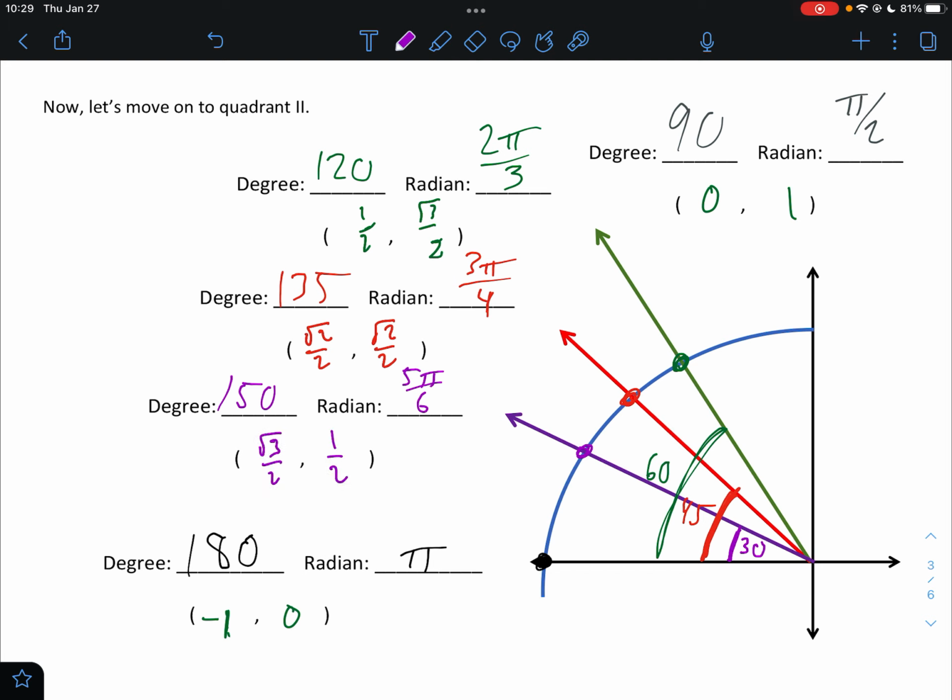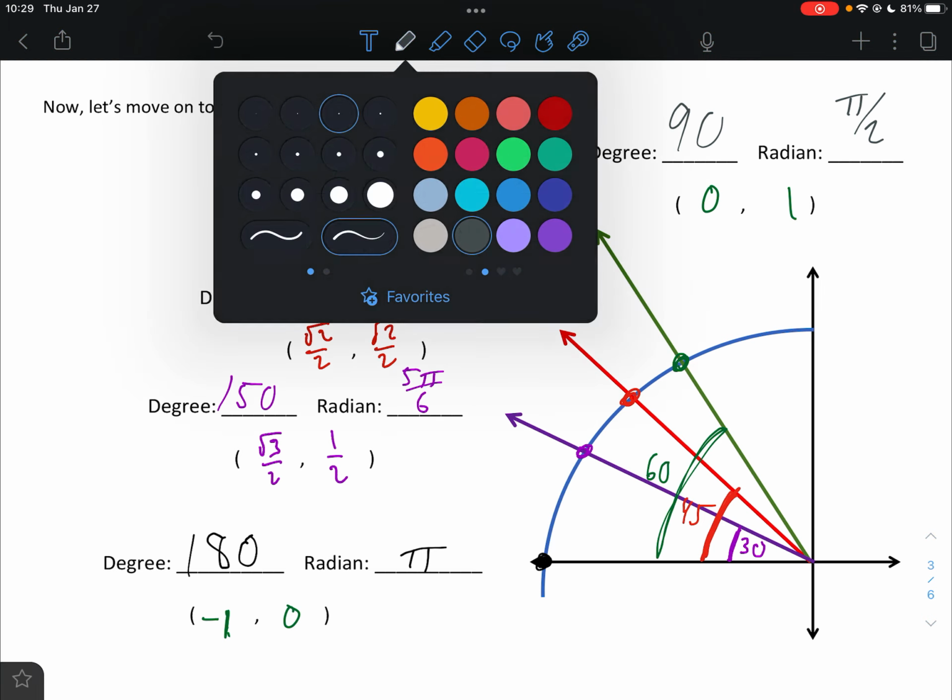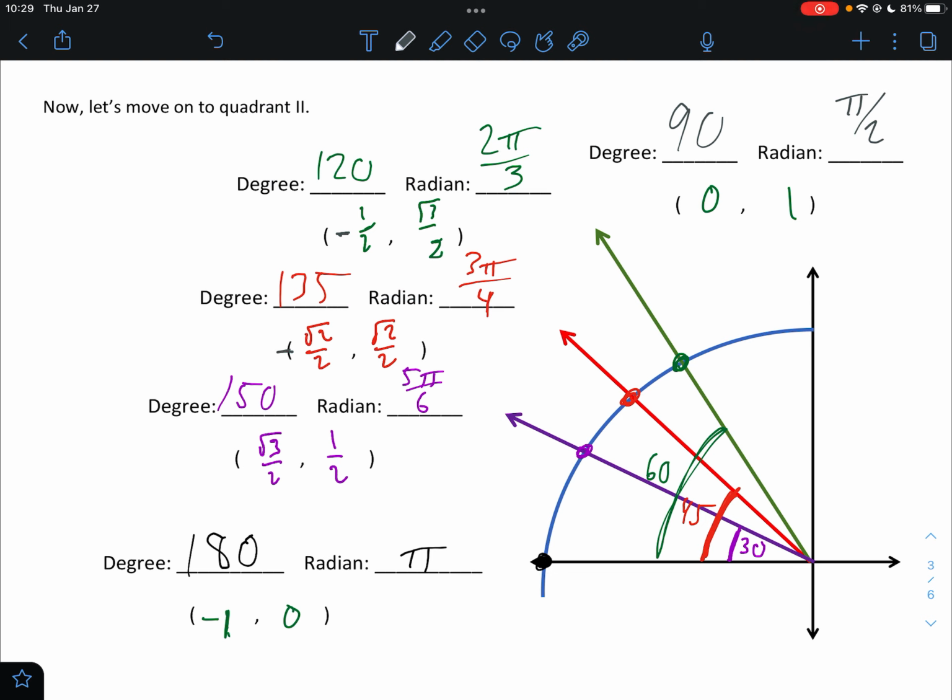The only difference is, since we're in the second quadrant, the x-coordinate over here would be negative. The y-coordinate is still positive. But what we're going to do is add in a negative sign in front of the x-coordinates of each of these.